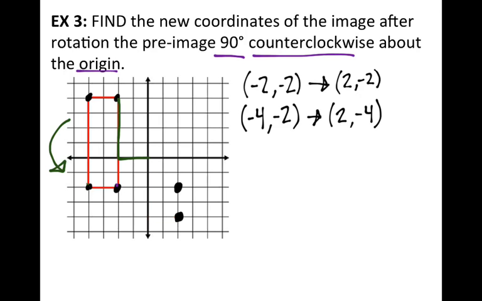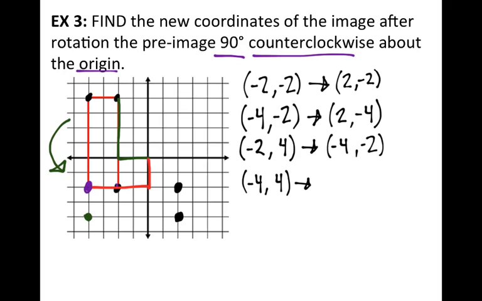So I would map the next one, which we have here, (-2, 4), so that goes down to the left 4. And I can finish this. I have my shape here, my rectangle. I just have to put this last dot in. But as I map these, (-2, 4) turns into (-4, -2). And the last one, (-4, 4) turns into (-4, -4).